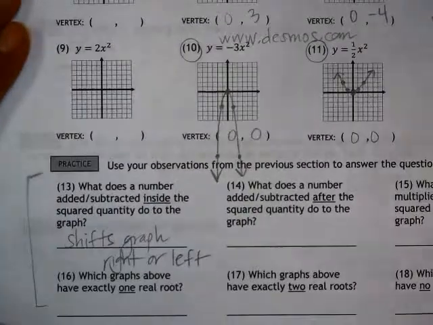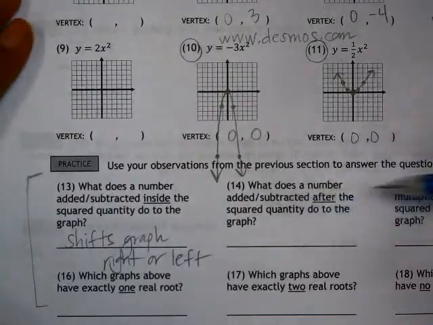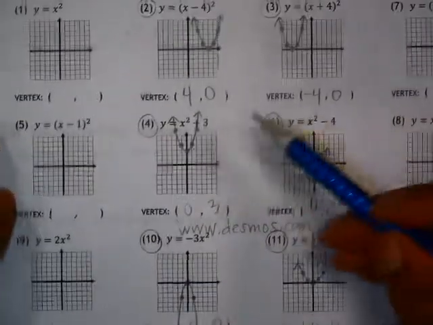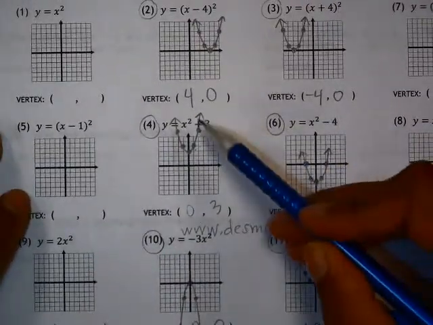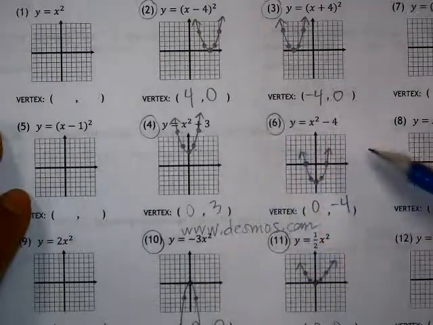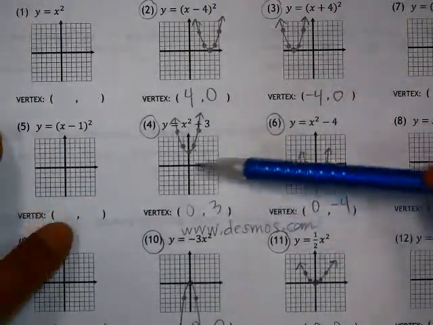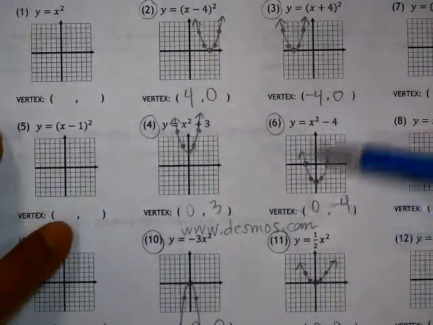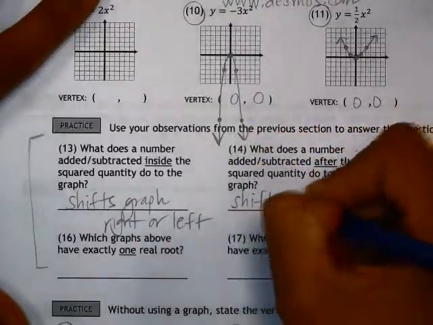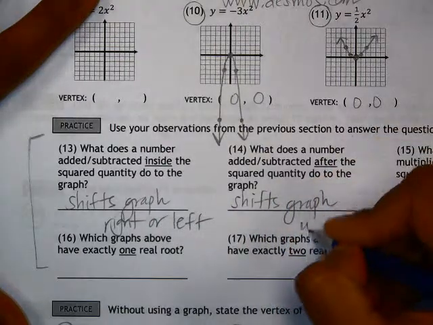All right, in number 14, we're asked, what is a number added or subtracted after the squared quantity do to the graph? So if we look at 4 and 6, where we had numbers that were added or subtracted after the squared quantity, we can see here that the graph is either moving up or down based on that number. So this would shift the graph up or down.